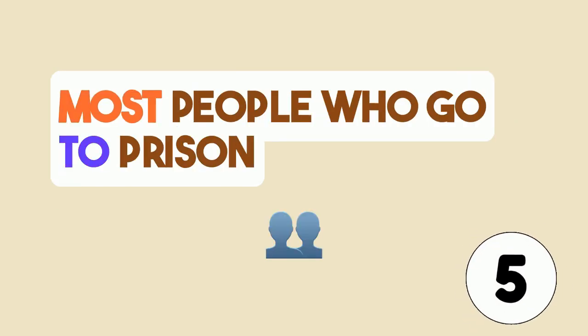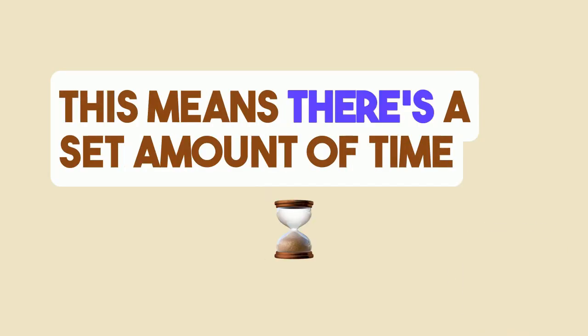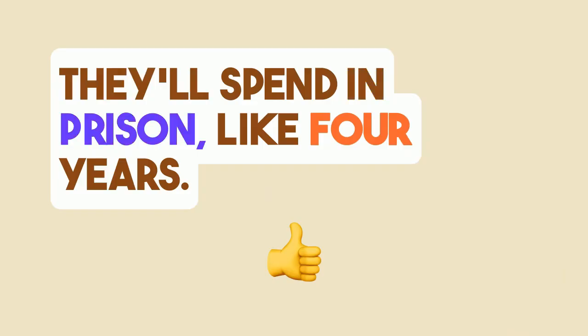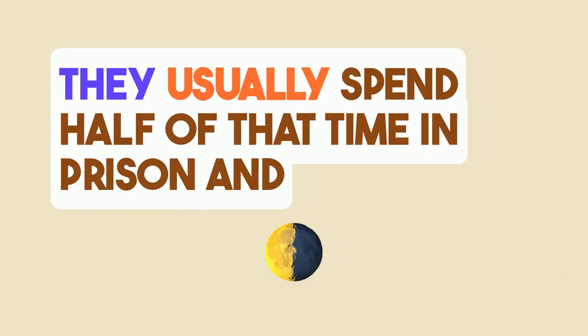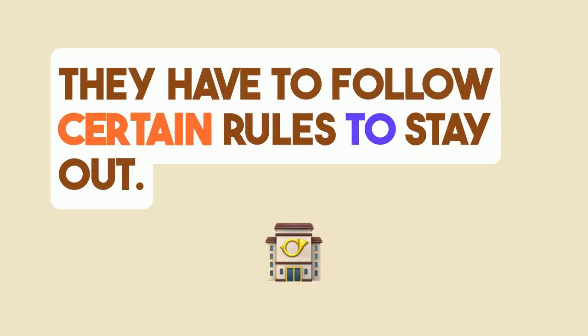Most people who go to prison serve what's called a determinate sentence. This means there's a set amount of time they'll spend in prison, like 4 years. They usually spend half of that time in prison and the other half in the community on license, which means they have to follow certain rules to stay out.